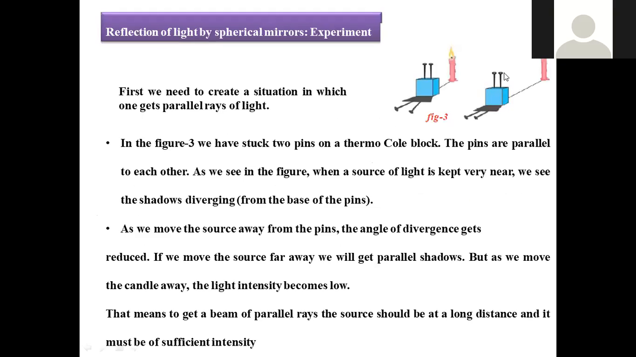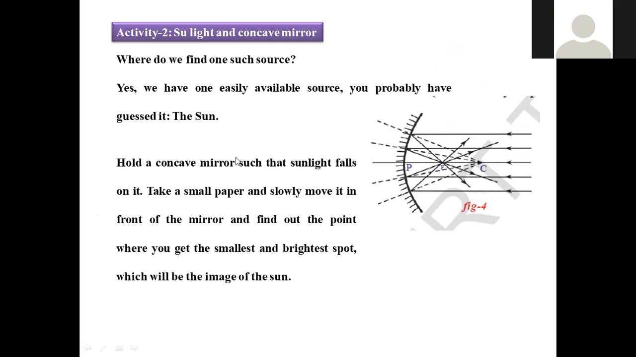So can we find such an inference in our daily life? This is the experiment. Is it possible naturally? Yes, it is possible by using sunlight. Sunlight is falling on objects, and you can see your shadow. That is also purely because of the light. Hold a concave mirror. We are going to do the experiment. Activity 2: sunlight and concave mirror experiment.